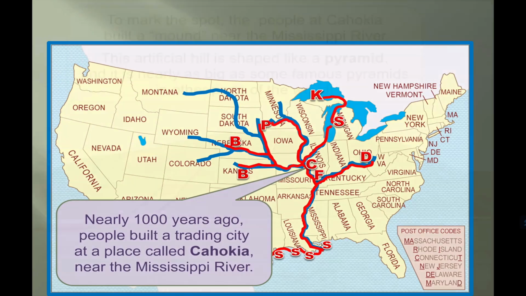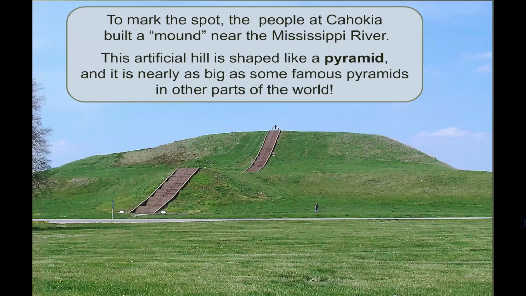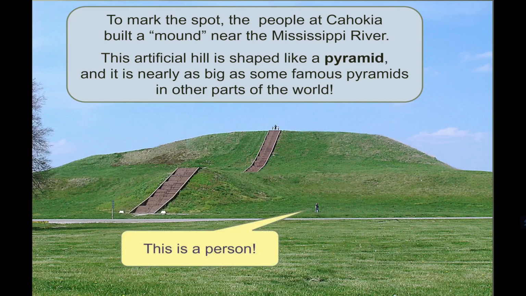Now, we know Cahokia now because there's a mound there. This is an artificial hill that's almost as big as the pyramids in Egypt. But they'd have to build it out of mud because they didn't have any good stone. And they didn't have a desert to run through. It was all covered by forest. But that's a pretty big thing. I mean, there's a person standing next to it.